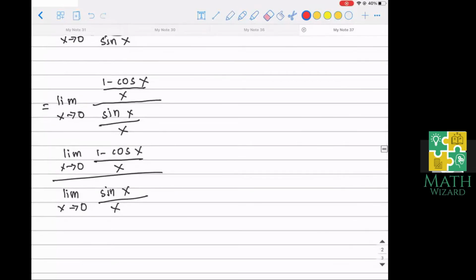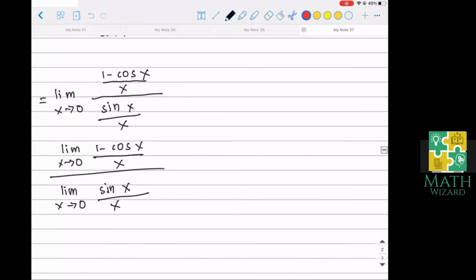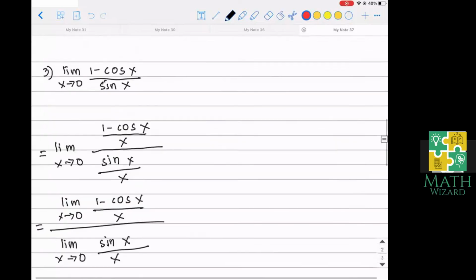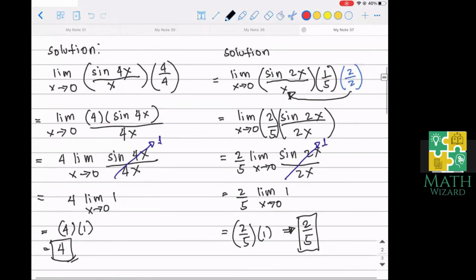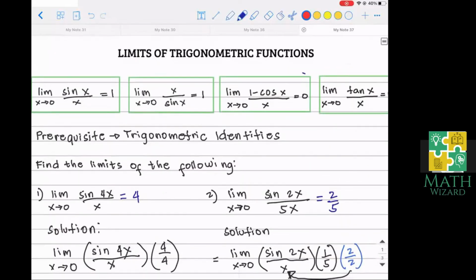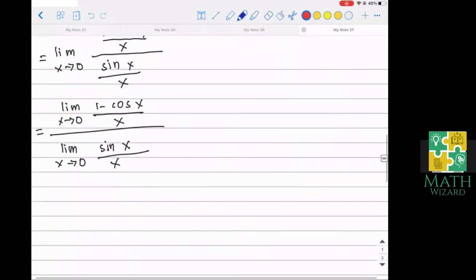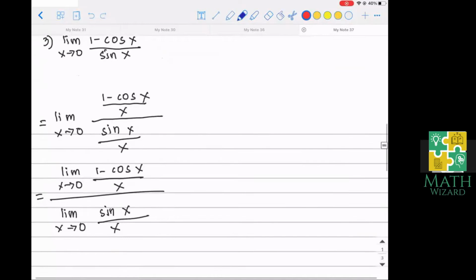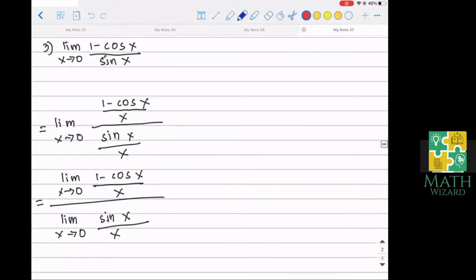Let's go back to our formula. You will notice, it says here, the limit of 1 minus cosine x over x as x approaches 0 is equal to 1. So, for us to find the limit of 1 minus cosine x as x approaches 0, this becomes 0.